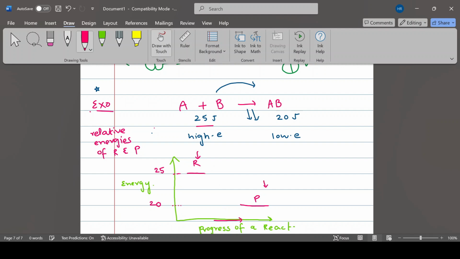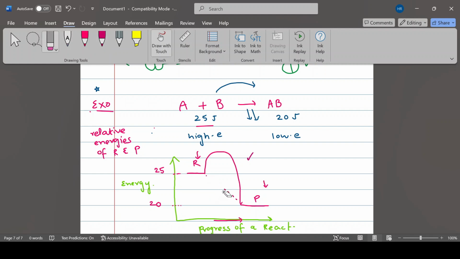Now we are going to join these two lines by a bell-shaped graph or a curve like this. Now the question here is, why are we drawing a graph like this, and why is it not that we just join these two lines by a straight line like this? Why are we drawing a curve? Basically, the reason why we are drawing the curve is because of the activation energy.